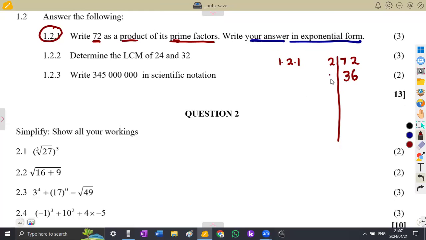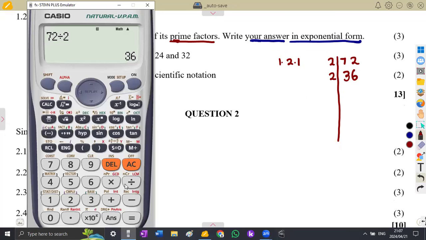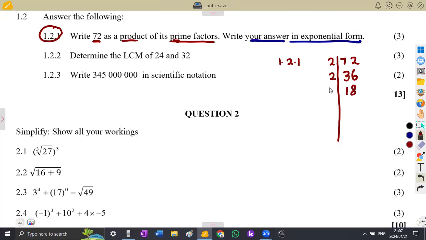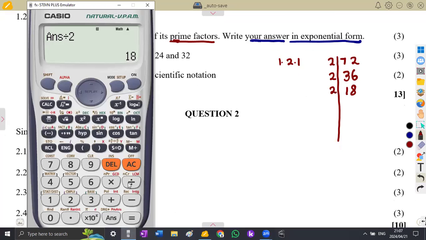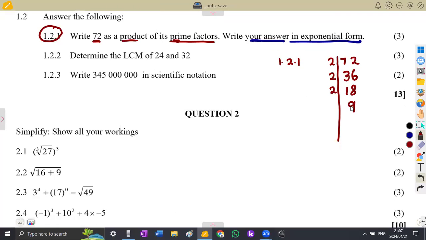You try again 2. You divide 36 divided by 2. This is going to give us 18. You divide again by 2, it is still a factor. So 18 divided by 2 is going to give us a 9. But as you can see, 2 is not a factor of 9. So we cannot use a 2 this time.